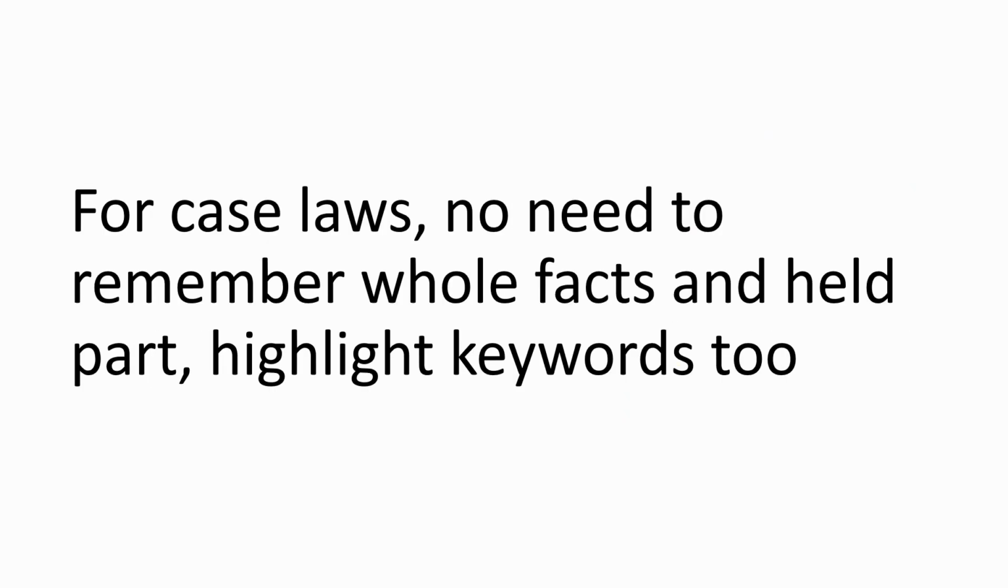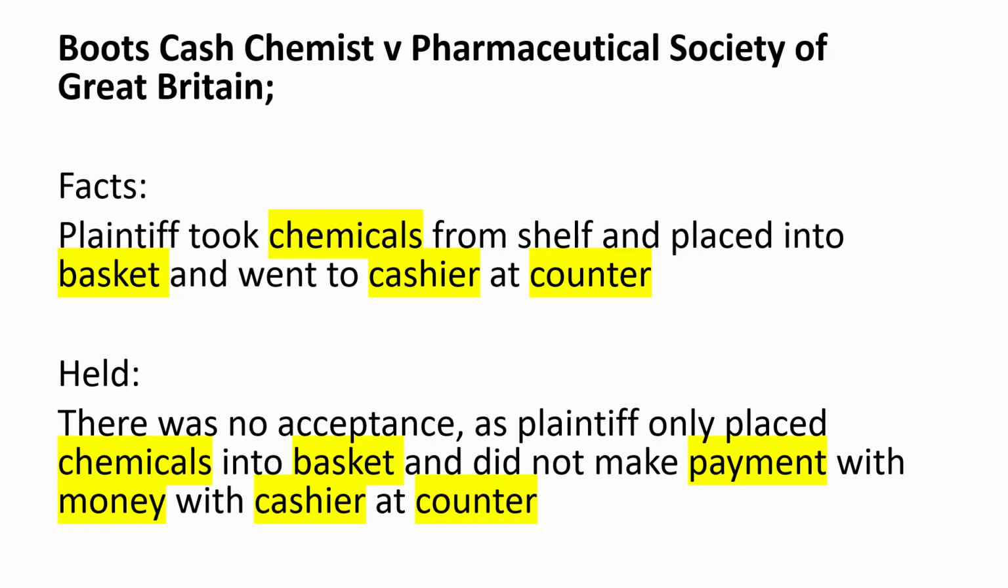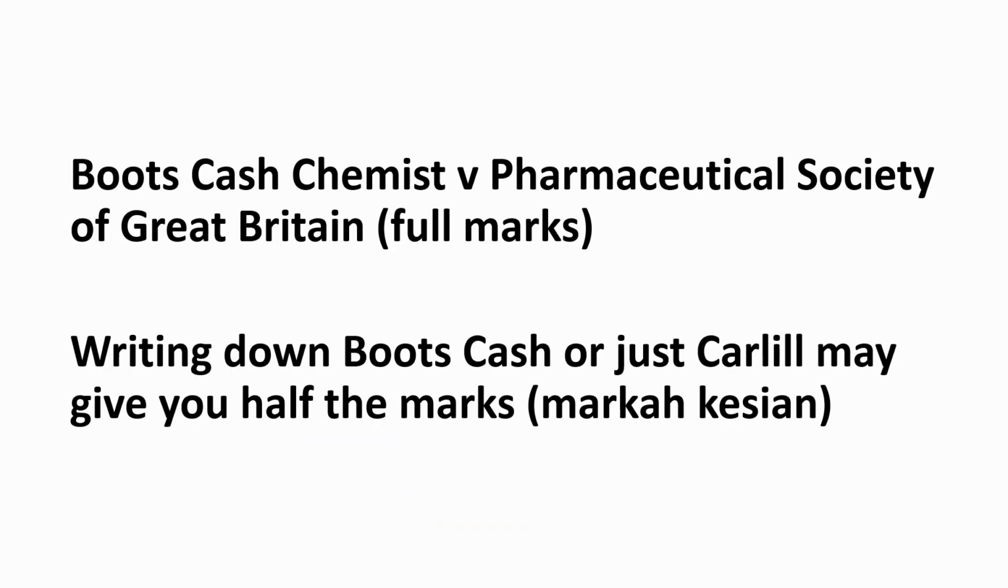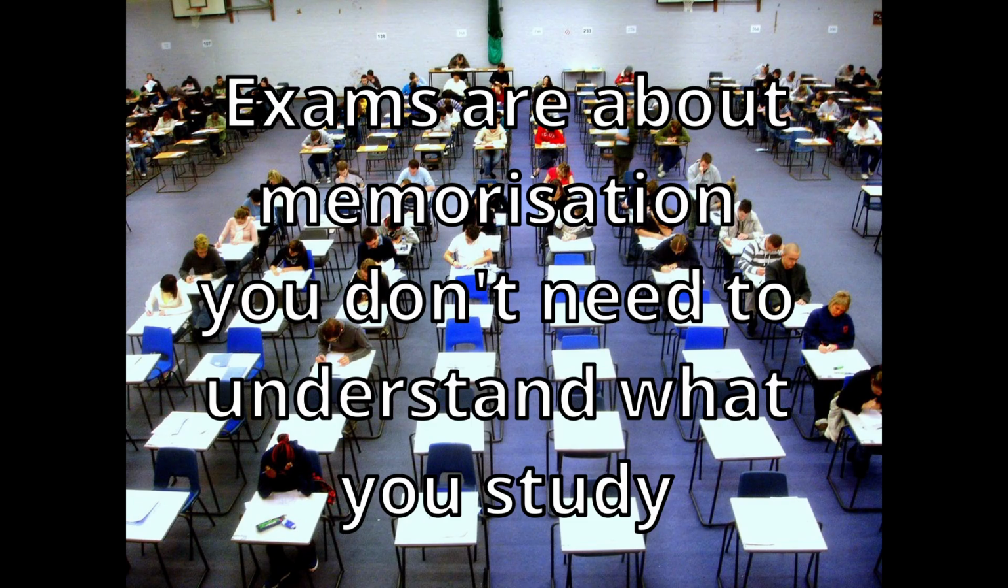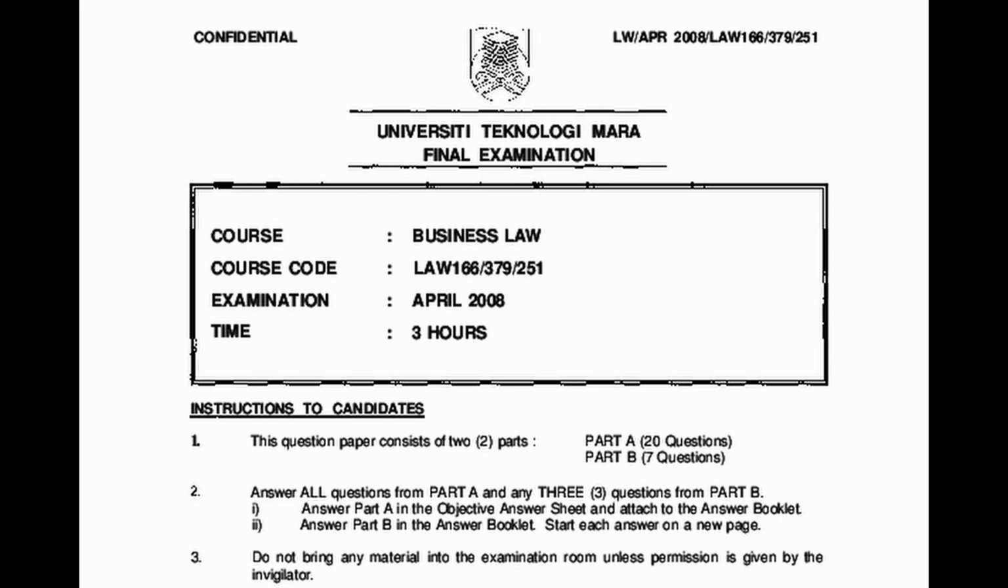Another example will be case laws. You don't have to memorize the whole facts or the held part. It is the same as the provisions. All you have to do is memorize the highlighted words or the keywords and build your own sentences or your own paragraphs. You also don't have to memorize the whole name of the case. You could get 0.5 marks for only putting the first name of the plaintiff or the defendant, or you don't have to memorize anything at all, because the faculty allows you to bring the Contracts Act 1950 into the examinations hall, and you can just copy and paste and write it down into your examinations paper or answer sheets. That is all that I want to say in this video.